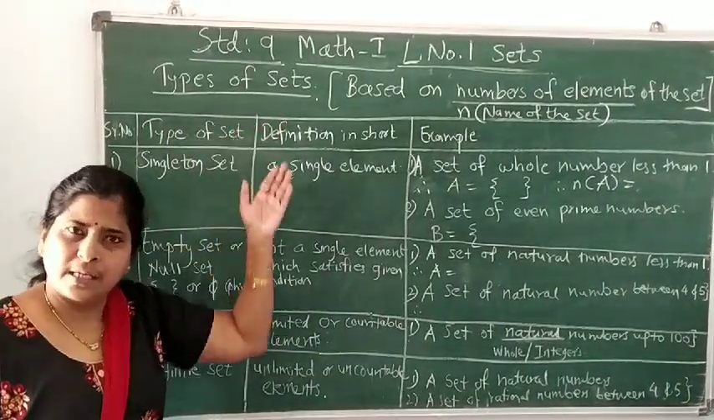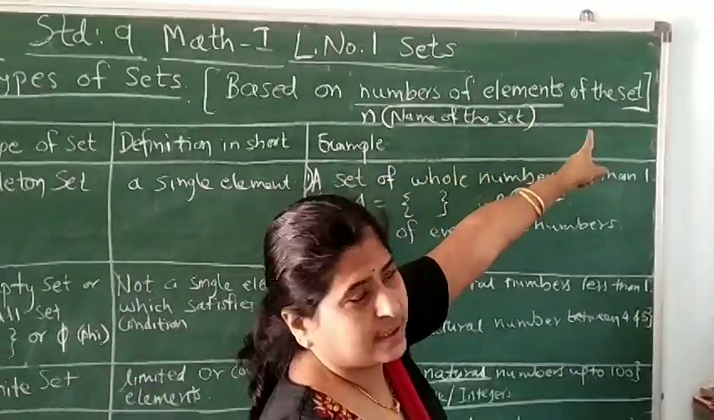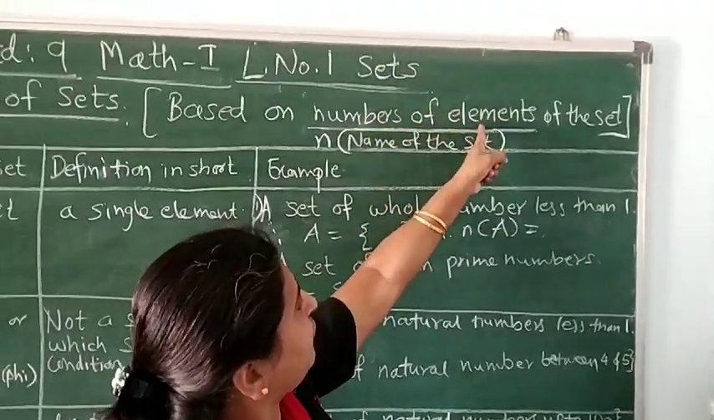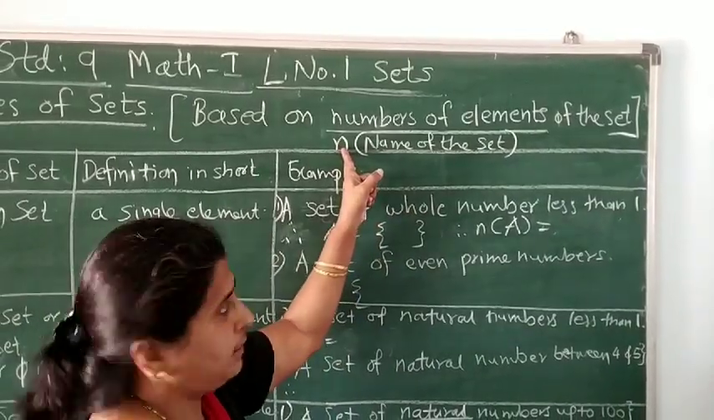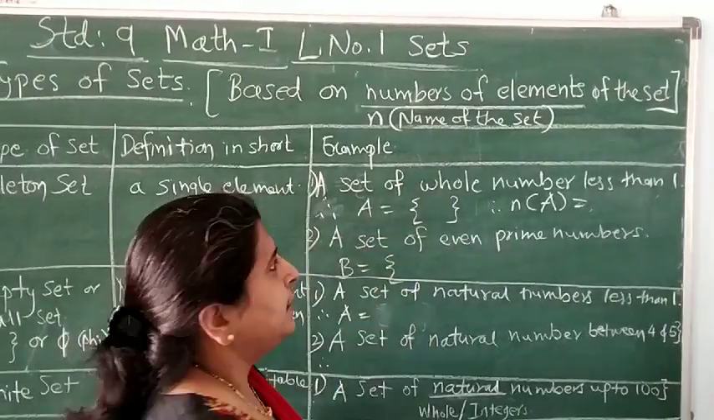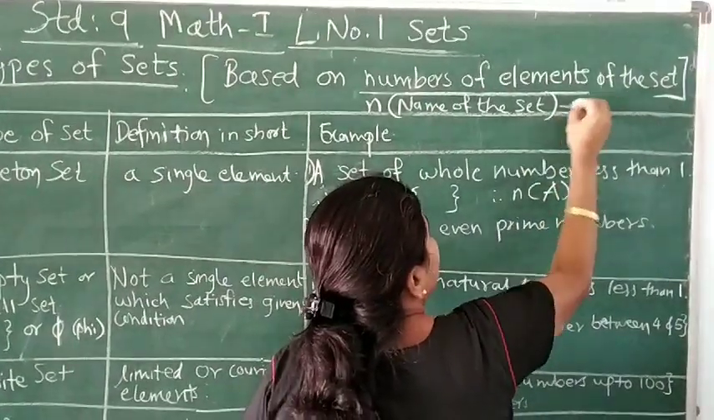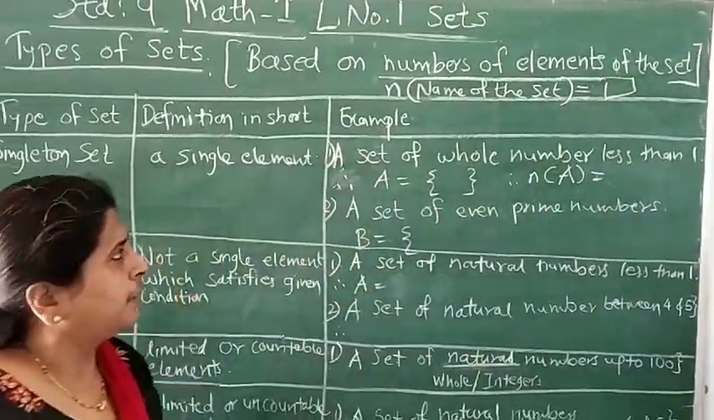Now, types of sets are based on the number of elements of the given set, and the number of elements is written in a specific way. We write small n, and in the bracket we write the name of the set, and whatever we get is a natural number. Whatever number we get here is always a natural number.